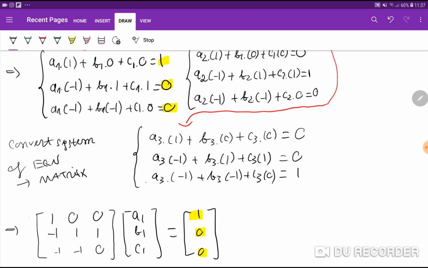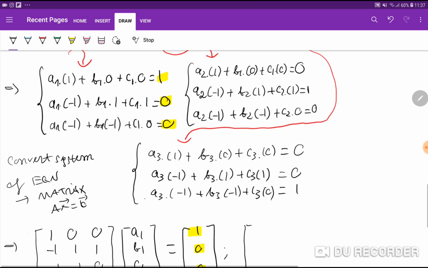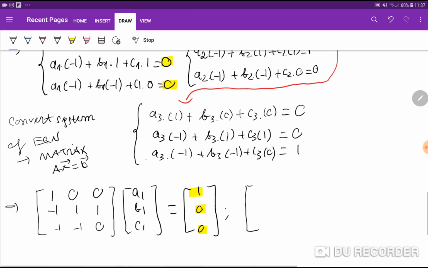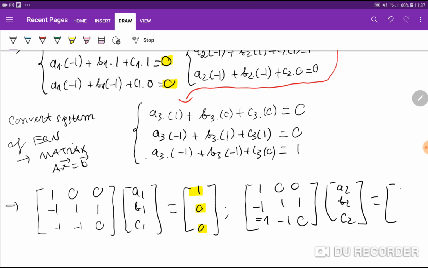Just replace the B. Because we write it into an AX = B system, so just replace the B. So for the next one, for A2 B2 C2, you have 1 0 0, negative 1 1 1, negative 1 negative 1 0, times A2 B2 C2 equal to what? Equal to 0 1 0.